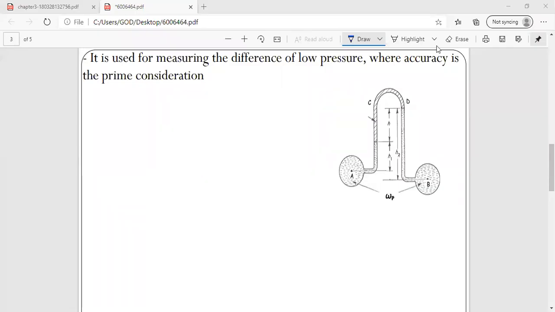Today we'll discuss the inverted U-tube manometer. In the last class we discussed the U-tube manometer. If your manometer is inverted, that is reversed, then we call it an inverted U-tube manometer, which is used for low pressures. If you are interested in calculating low pressure differences, then we'll use an inverted U-tube manometer, which gives very accurate results. The accuracy of this is very high for small readings. That's why we'll use the inverted U-tube manometer.